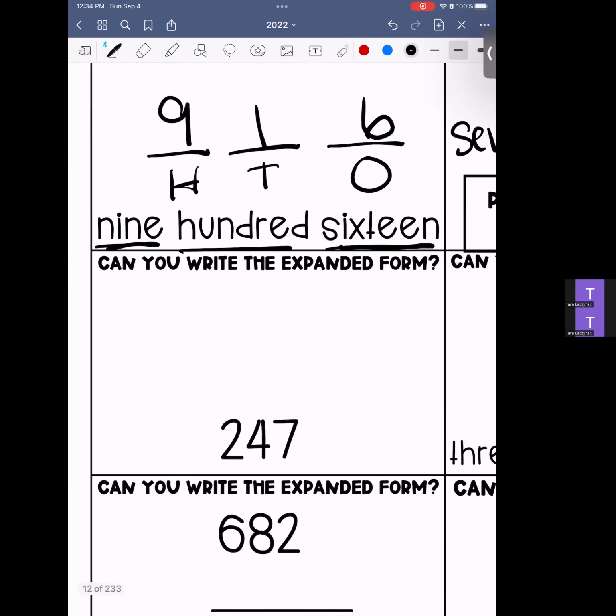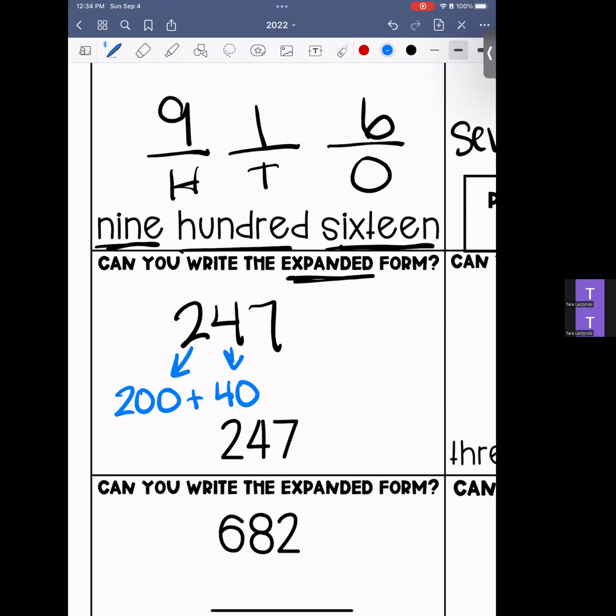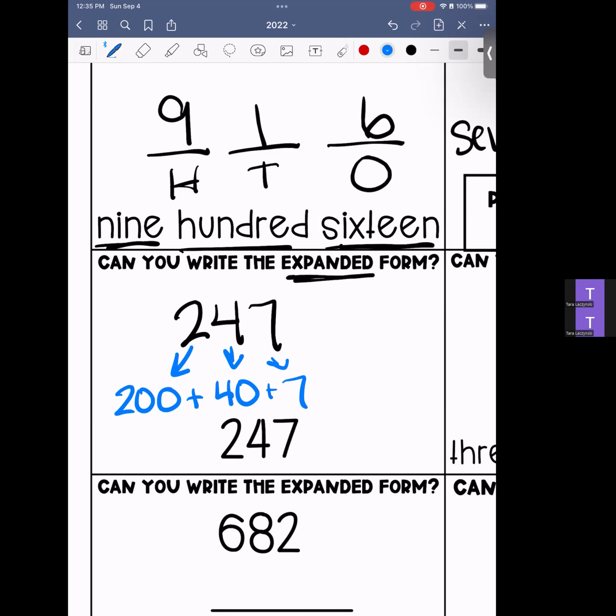Our next question is to expand it. We want this in expanded form. So we're starting with 247, and we're going to pull out the value of each of our digits. So this 2 is in the hundredths place. This 4 is in the tens place. And this 7 is in the ones place. So 200 plus 40 plus 7, if we stacked it up and added it to check our work, we would get the same number we started with. If they match, I know that I've done this correctly.